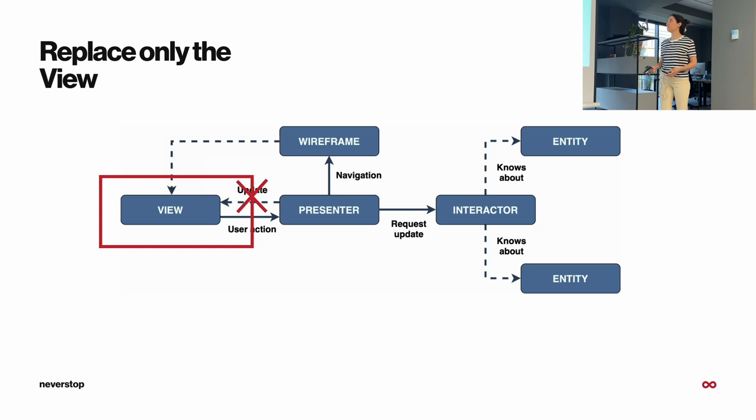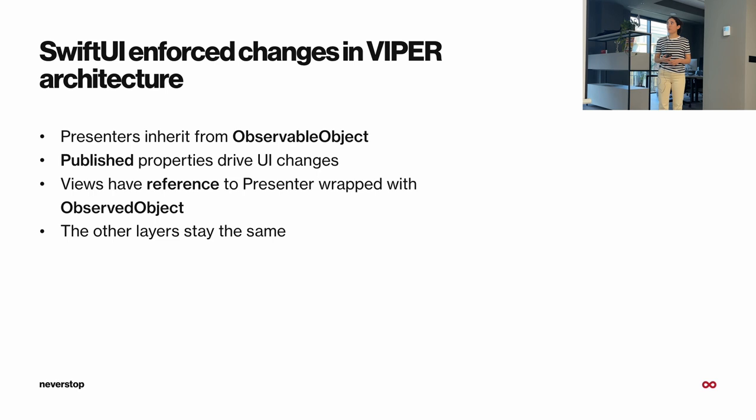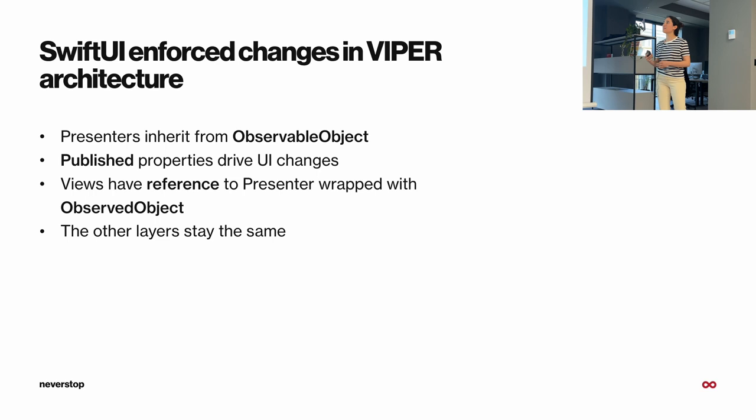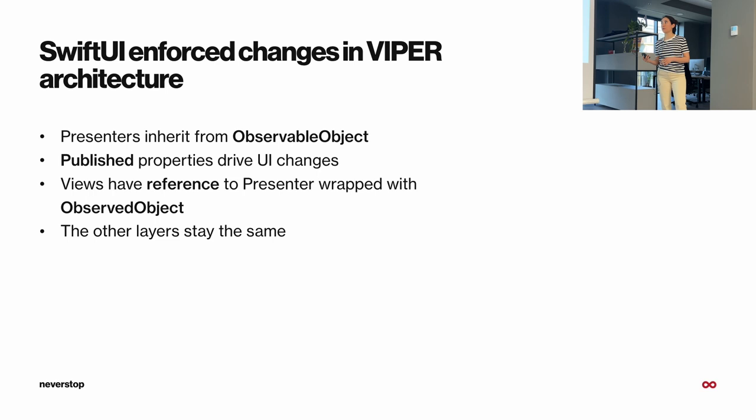The enforced changes in the Viper architecture are the following. The presenter conforms to the observable object protocol, and it also contains published properties. These published properties are the ones that drive the UI changes.